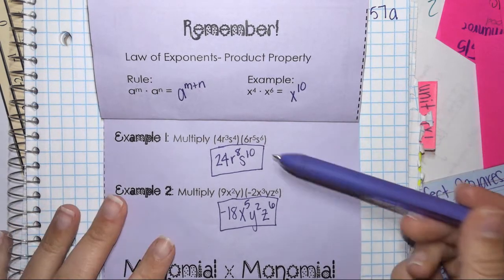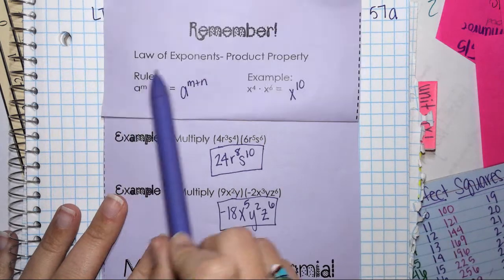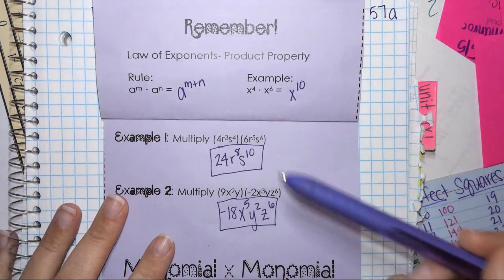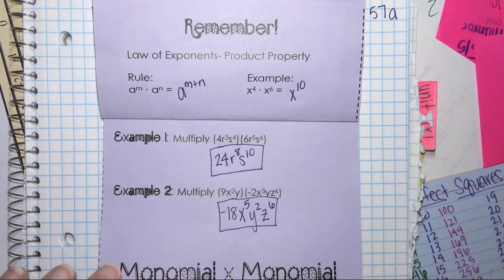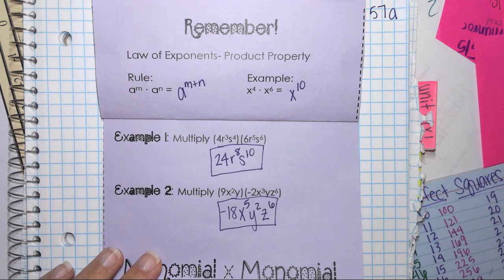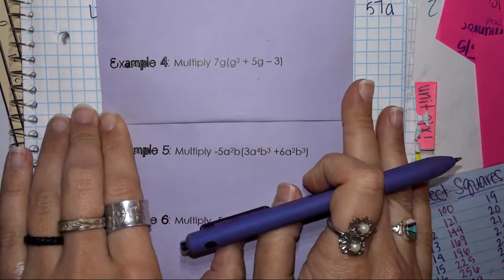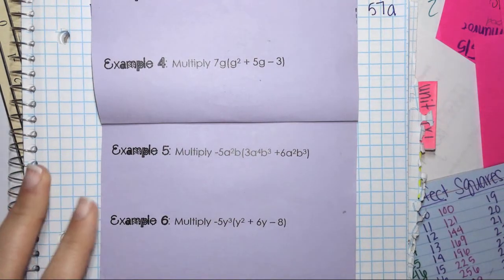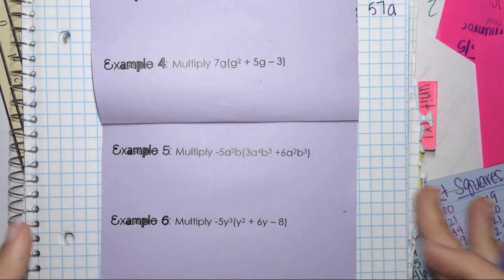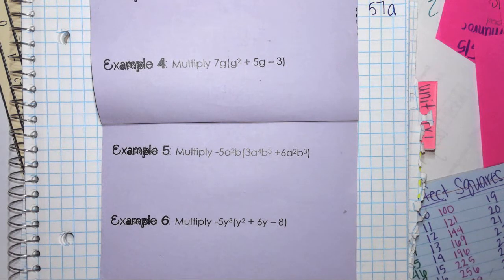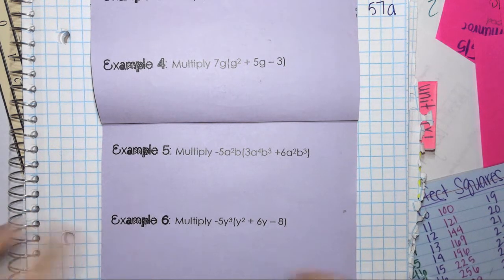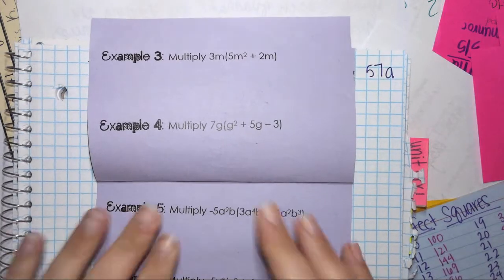All right. Now, that's how you do a monomial times a monomial. It's the law of exponents product property. We've done this. Let's look at what happens, though, if we do a monomial times a polynomial, which is our next flap. And that's what we're going to be practicing today. So after we do this foldable, you're actually going to combine what we did yesterday, where we add and subtract polynomials, with our multiplying. It's going to be super fun.